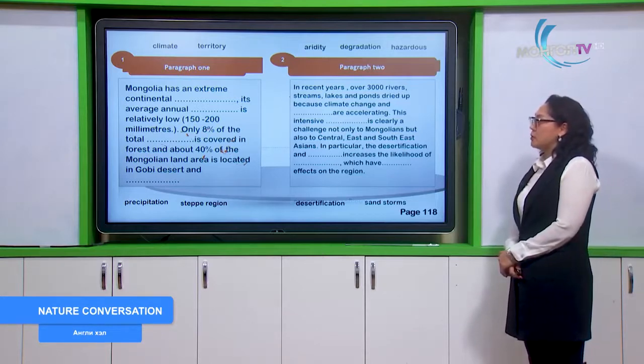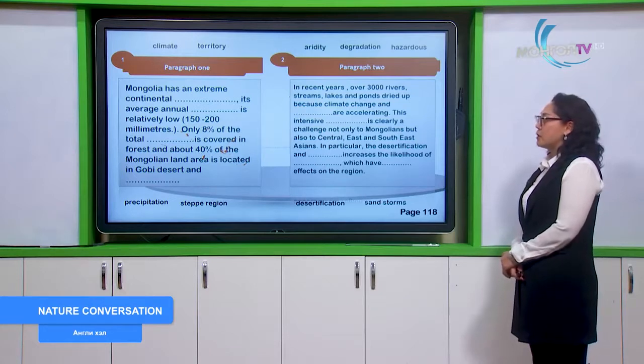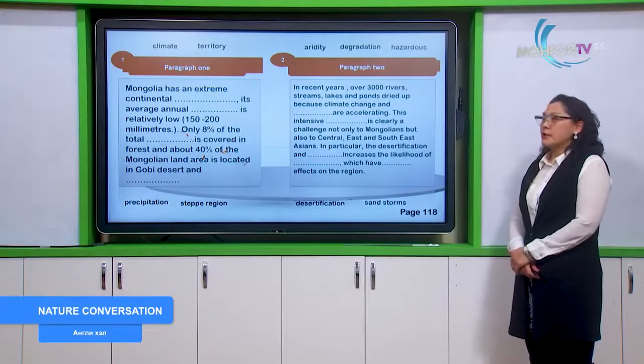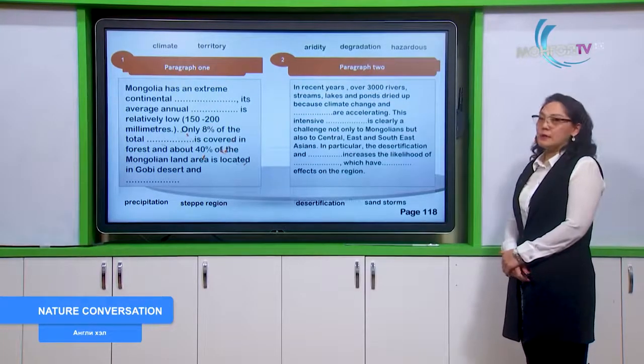Are you ready to fill in the suitable words in the first paragraph? Number 1: Mongolia has an extreme continental blank. Its average annual blank is relatively low, 150 to 200 millimeters. Only 8% of the total land is covered by forest, and about 40% of Mongolian land area is located in the Gobi Desert and blank. I will give you a few minutes to think about filling in these words.